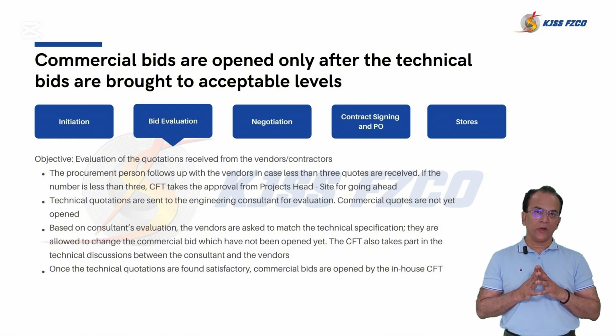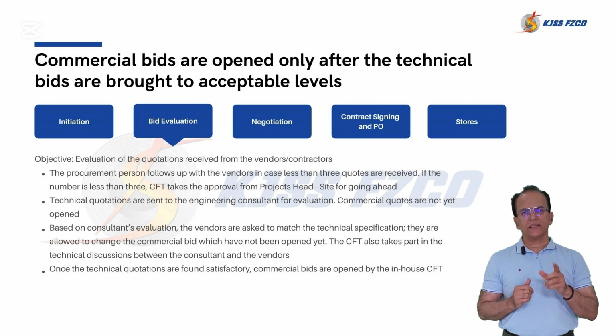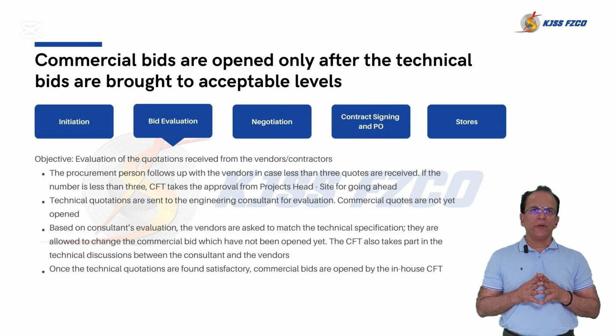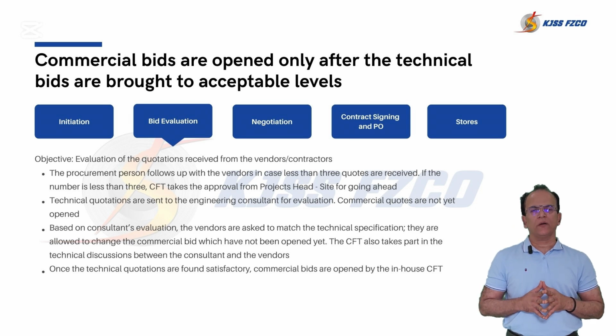For the technical quotation, only the technical part is sent to the engineering consultant for evaluation. The commercial bids, the pricing, are kept sealed at this stage. Matching technical specifications: based on the consultant review or the client's team requirement, vendors may be asked to revise their technical offers to meet the required specification. Since commercial bids are not yet open, vendors can update their commercial quotes if needed.